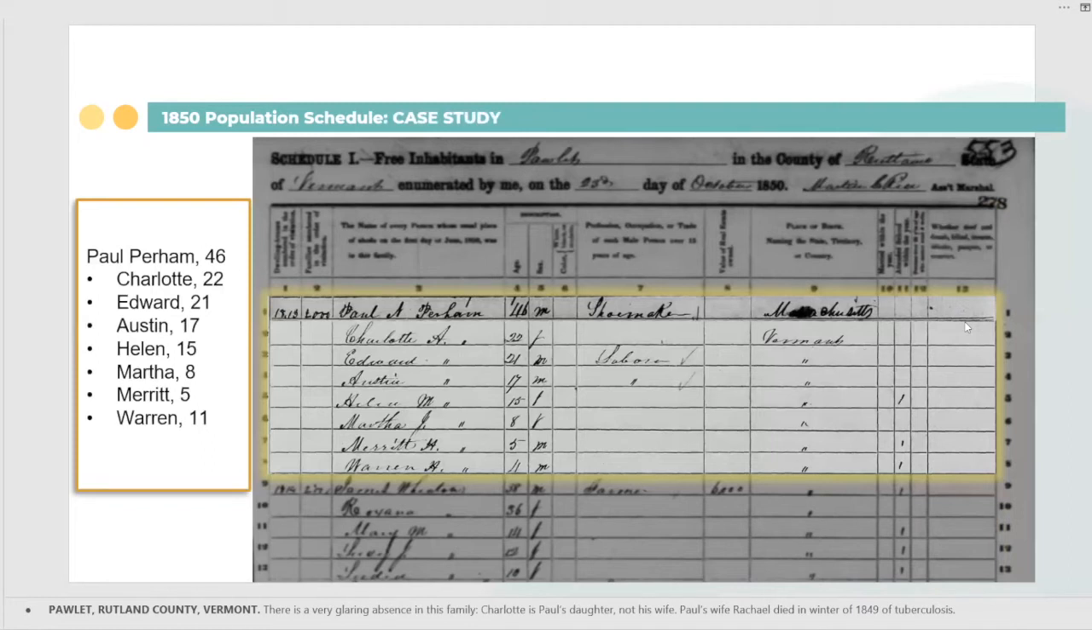So this is our case study family. We're looking at Paul Parham here. He's 46 years of age, a shoemaker born in Massachusetts. These are his children, and we're going to notice that there is something missing in this family. I know that Charlotte is Paul's daughter, but I only know that because of my research and finding her birth record. She very well, at her age, could have been his wife. She wouldn't have been obviously old enough to be the mother of the rest of these kids, but she could have been a second wife. We don't necessarily know just looking at this how all of these people are related. But I know that Paul's first wife, Rachel, actually died in 1849 of tuberculosis. So these are his children.